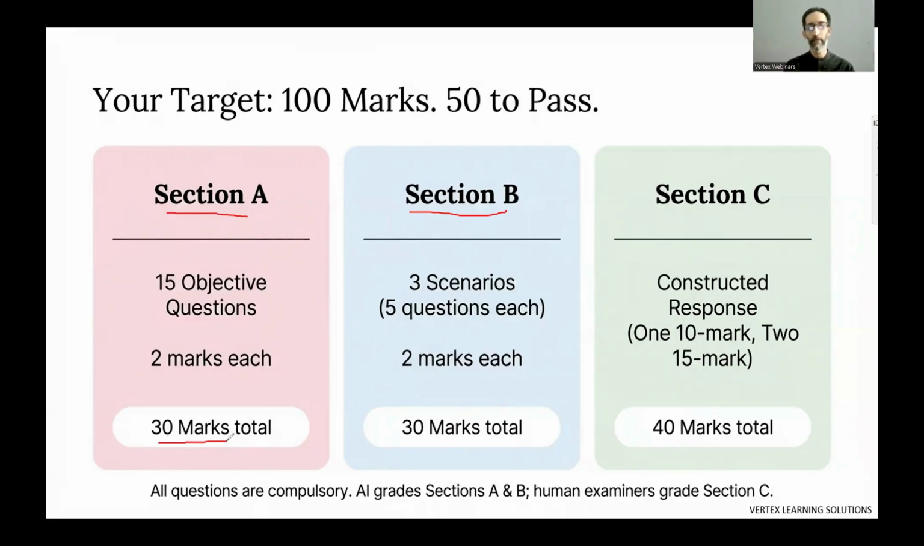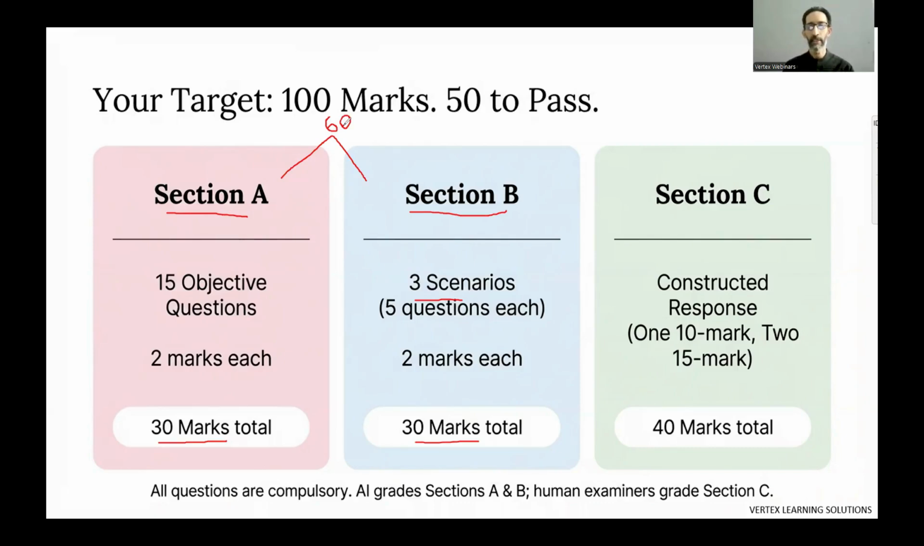Whereas in Section B, again, you will have 15 questions, but 5 questions per scenario. So you will have 3 scenarios and 5 questions for each scenario makes it 15 questions. So again, you have 30 marks. So you have a huge chunk of marks, which is 60 from Section A and B. Okay. And my advice to you is that in the exam, you must be attempting Section A and B first, so to give yourself the best chance to pass this exam.